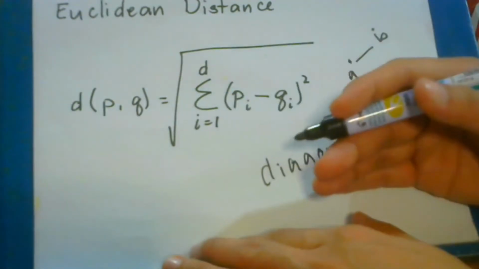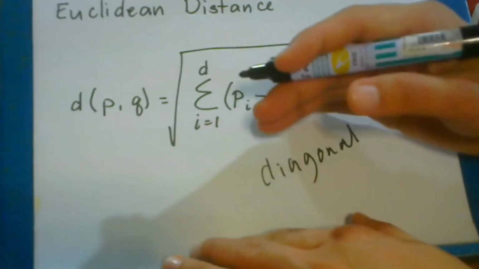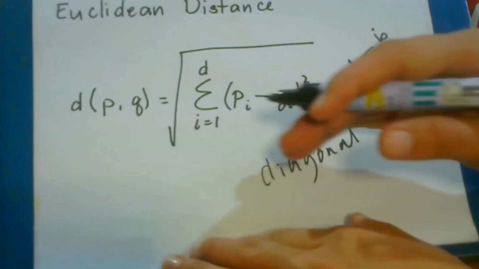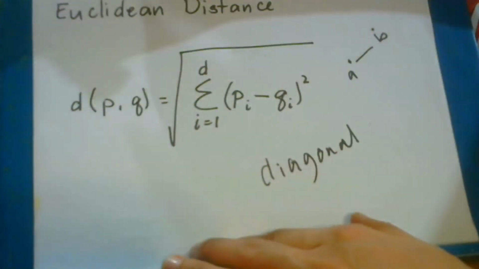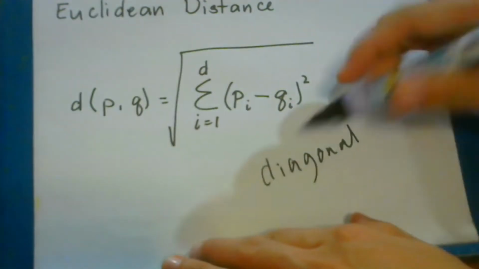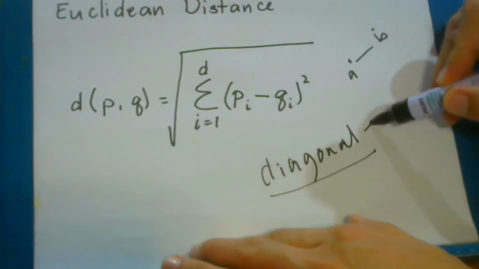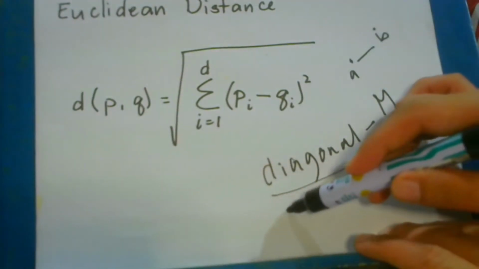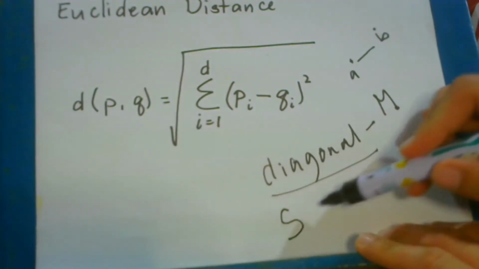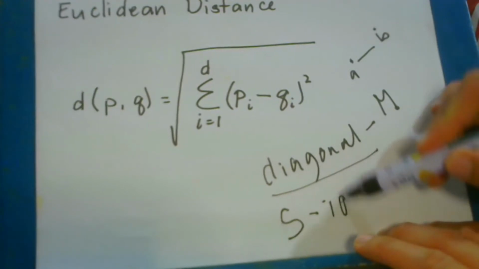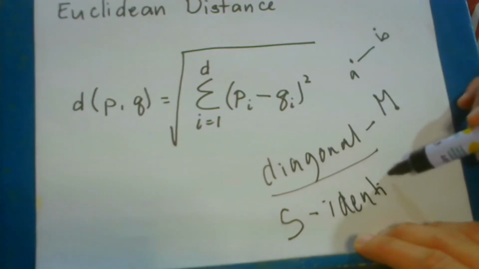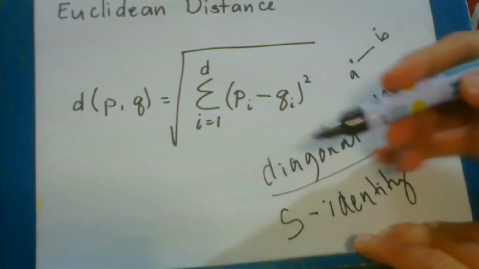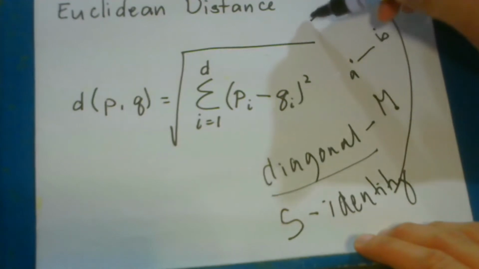Why do I explain that? It's because it's very important for us to be able to understand the pattern from Mahalanobis distance to Euclidean distance. So don't forget, if it is diagonal, then we're going to use Mahalanobis distance. When our covariance matrix, which is represented by S, is an identity matrix, then we're going to reduce our distance to a Euclidean distance.